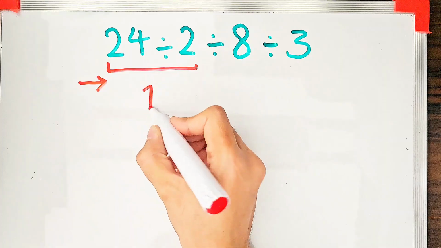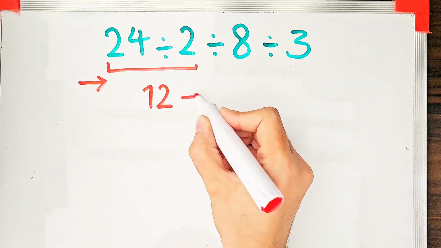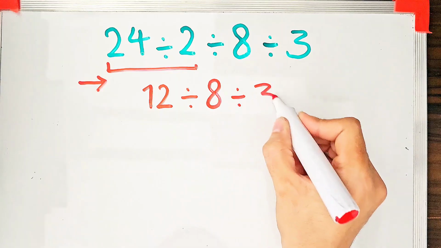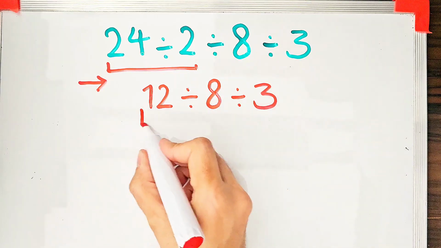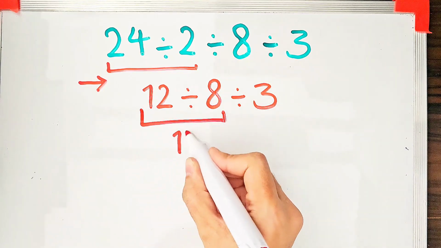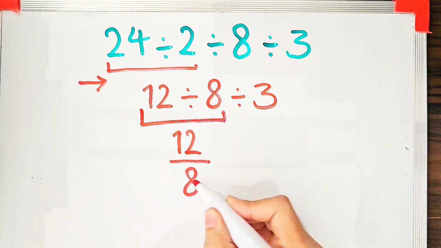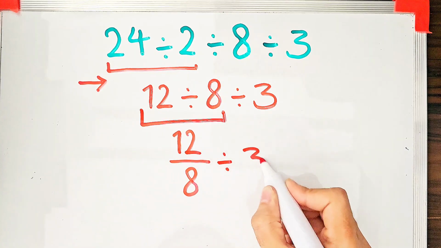24 divided by 2 equals 12. 12 divided by 8, then divided by 3. 12 divided by 8 equals 12 over 8, then divided by 3. Now we have a fraction that is divided by a number.